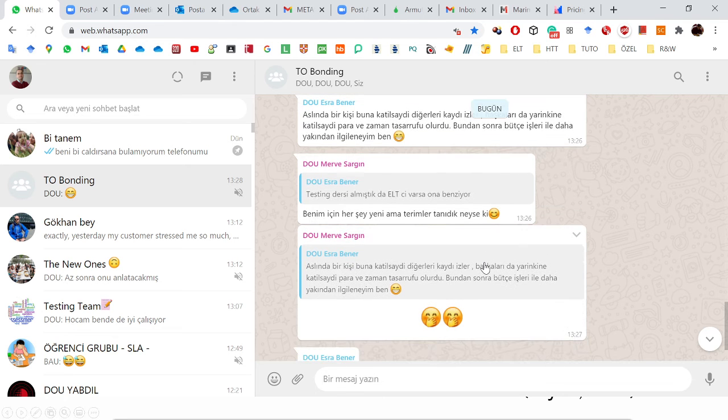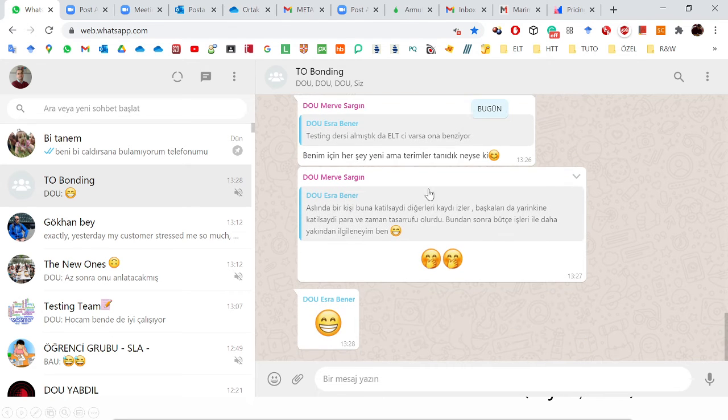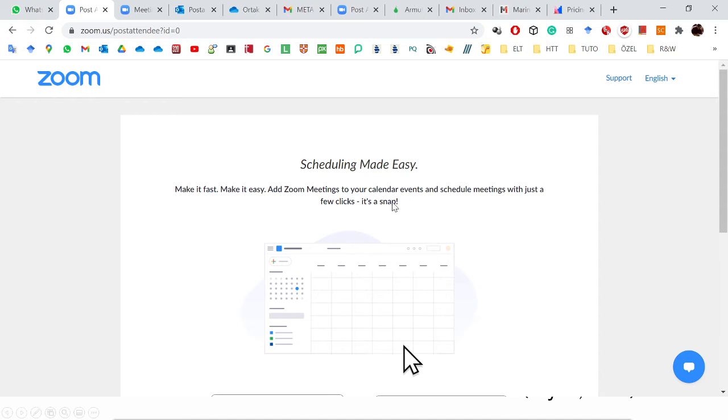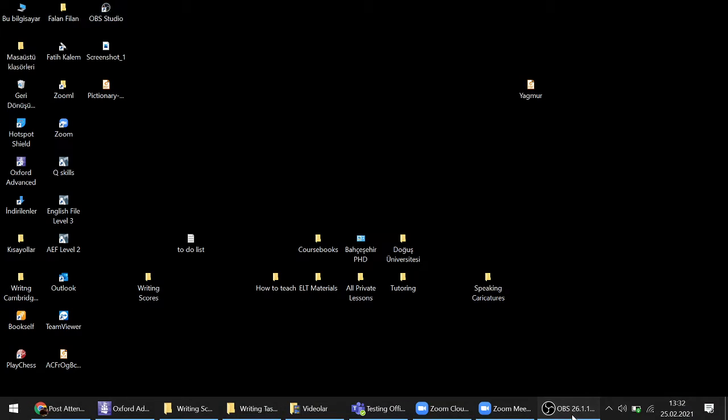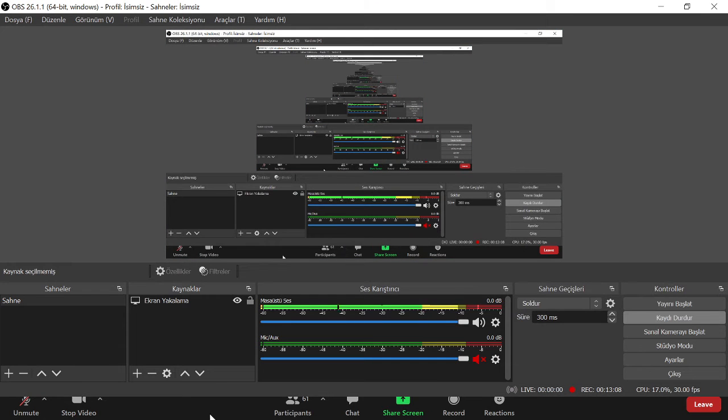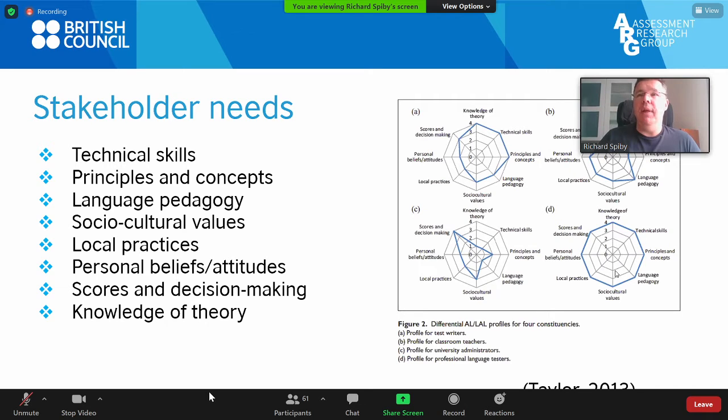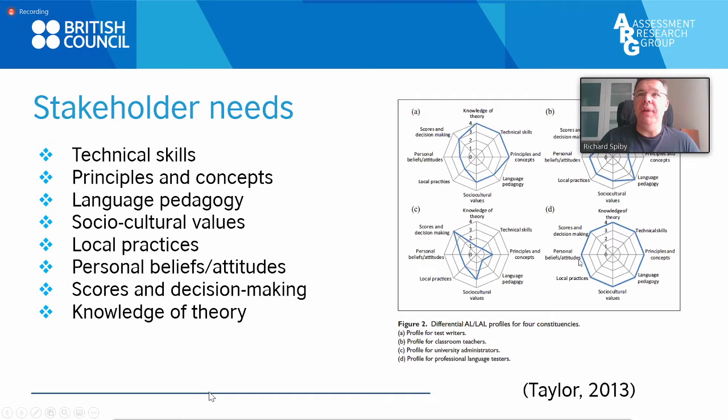So if you're a tester here, then bad luck, because this is D, professional language testers. Basically, you need to know everything. So the scores here for all the different areas of testing are very high. You need to know about local practices, beliefs and attitudes, scoring, theoretical aspects, the technical skills of making a test, etc.